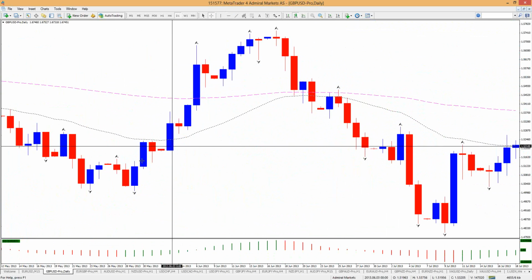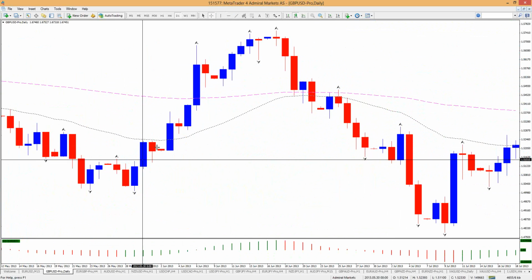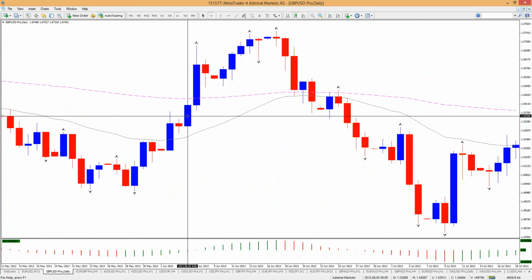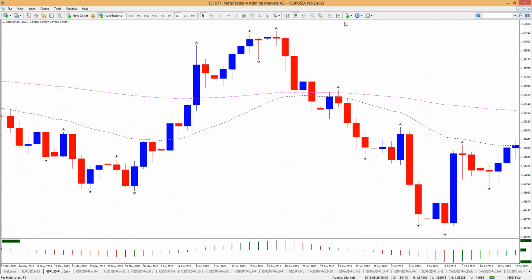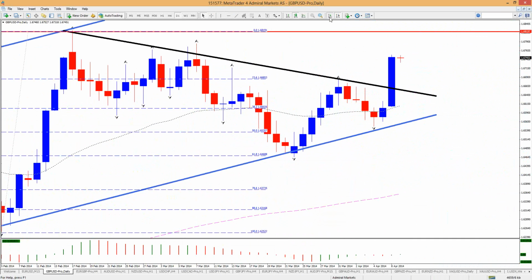No wick at the bottom. 11 pip wick at the bottom. 17 pip wick at the bottom. 25. Yeah, there's also news indeed. Some news on the pound, so this could be today's wick already. It is possible.